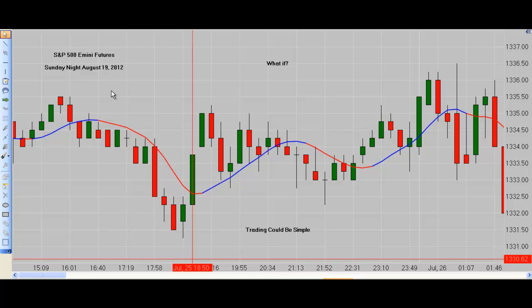What I'm showing you here is a chart of the S&P 500 E-mini futures, and the question simply is, what if trading could be simple? What if? If you've been around any time at all, you're pretty much convinced that that's not possible, that it can't be simple. If it were simple, then everyone would just do it and everyone would have a lot of money, or the markets would simply go away. Okay, fair enough.